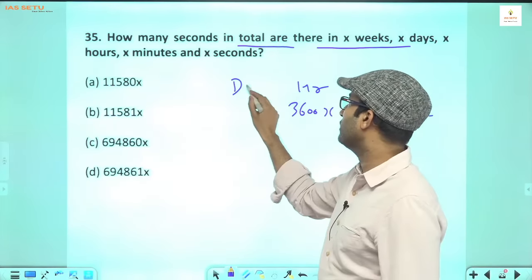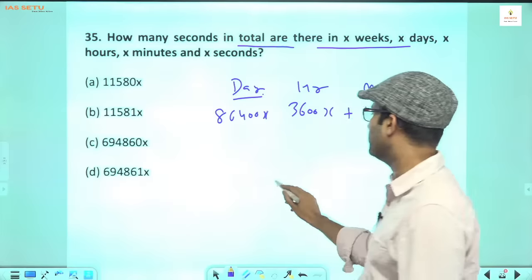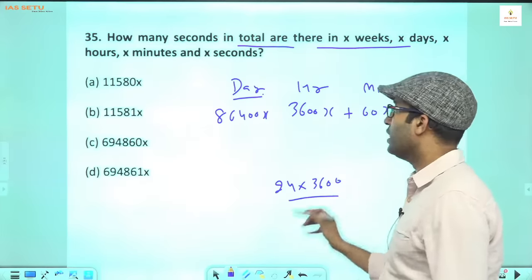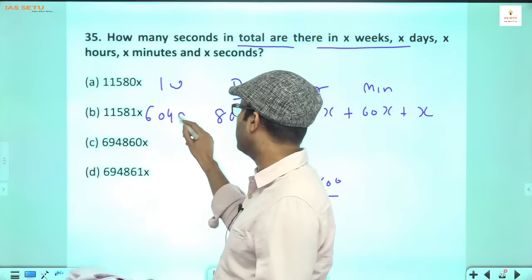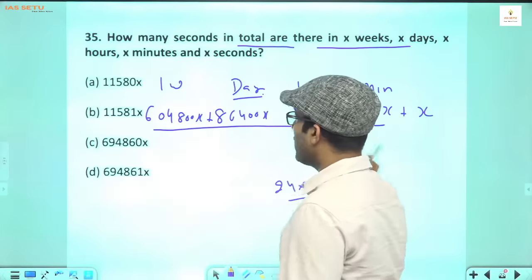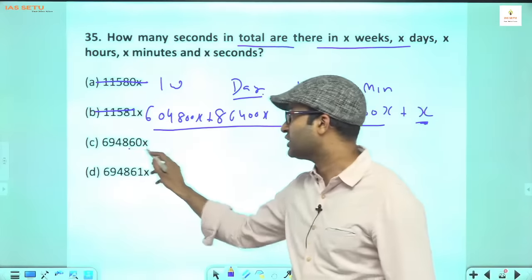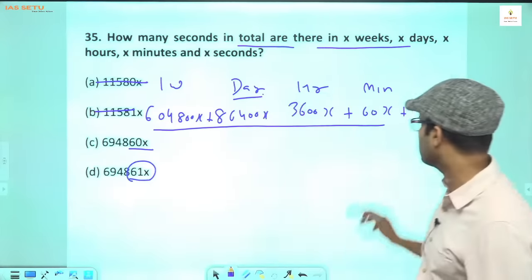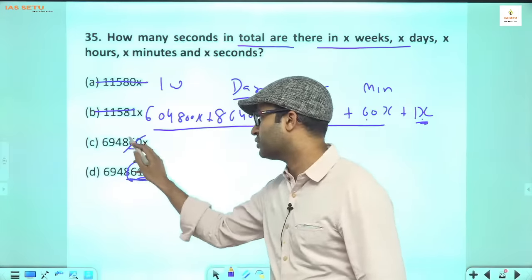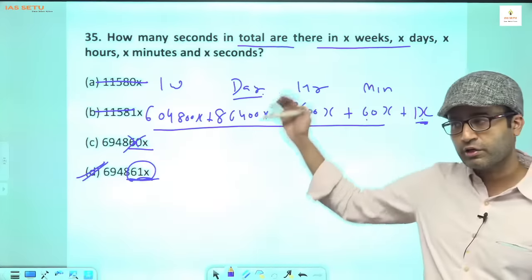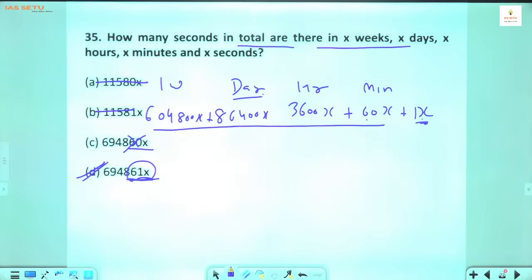In an hour there are 3600 seconds. In 1 day, how many seconds are there? 86,400. You have to simply do 24 into 3600. And in 1 week, multiplied by 7, it comes to 6,04,800x. So if you add all this, it is not possible, and if you check, there is 1x in the last. So 60x is not possible, it has to be 61x. 60 plus 1, 61x. So no need to check the total, because of 61, 60 is not possible, 61x. So the answer is D. You have to convert week into seconds, day into seconds, 1 hour 3600 seconds, 1 minute 60 seconds. So this is the idea.